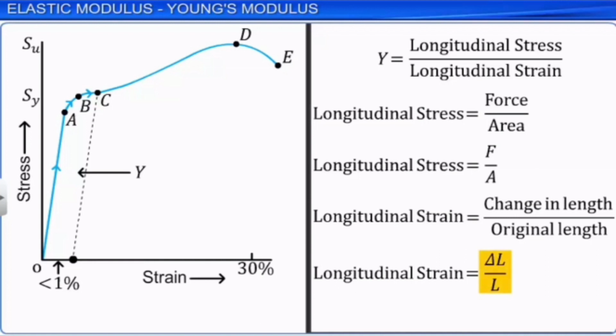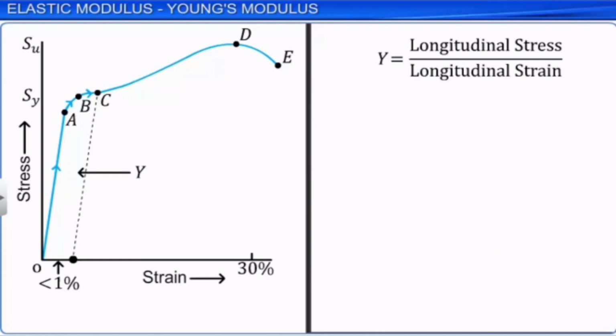Young's modulus has the same units as stress because strain does not have any units. Y is measured in newtons per meter square or pascals. Different materials exhibit different values of Young's modulus. The value of Young's modulus for some materials is shown on the screen. Metals generally have large values of Young's modulus compared to other materials.